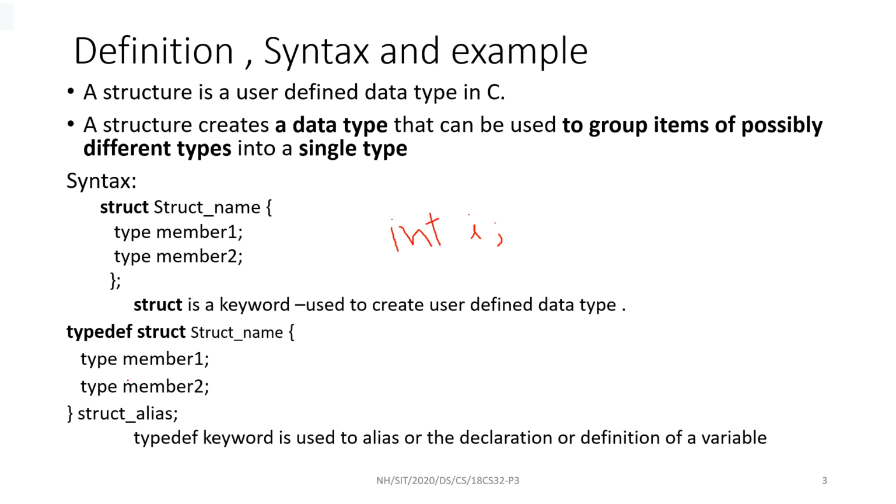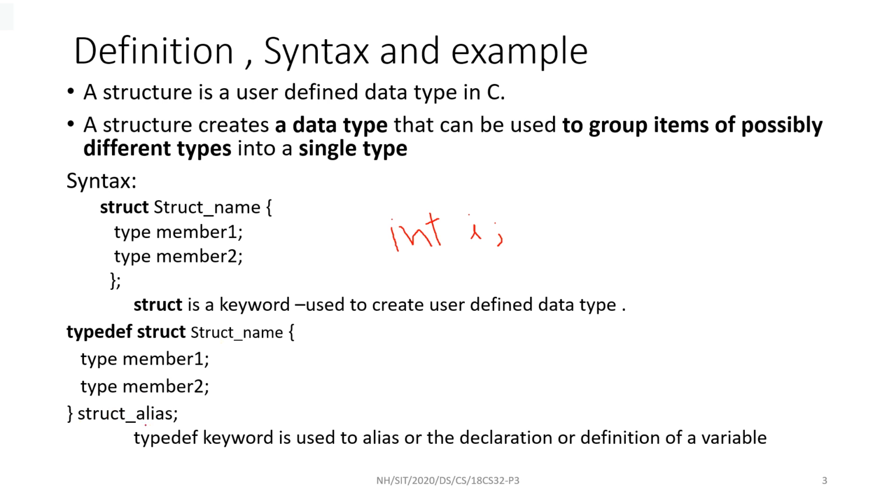Another way is that I can also alias that structure name in my program. Sometimes when we create a structure, we may use a long name which may not be easy to use in the program. For that, an aliasing name is very useful.